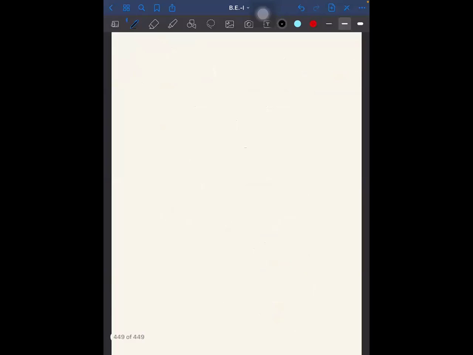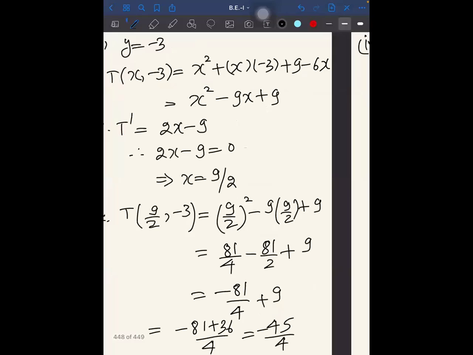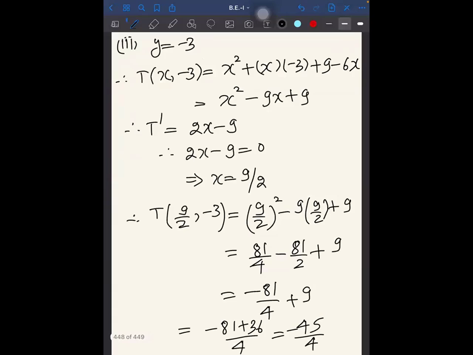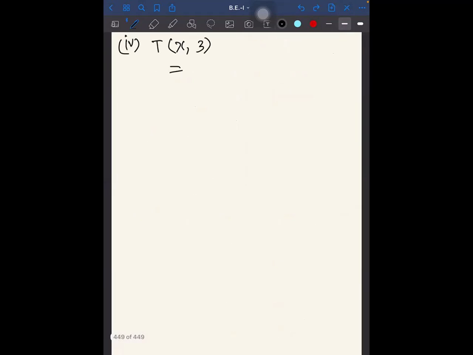Okay. So next you calculate the fourth thing, that is t of x, 3. So that will be just similar, except this sign. This sign will be positive, right? Otherwise, everything will be the same. So if this sign is positive, this becomes 3x minus 6x, minus 3x. So overall, it becomes x square minus 3x plus 9, right? So now t dash is 2x minus 3. So keep this equal to 0. So x is 3 by 2.